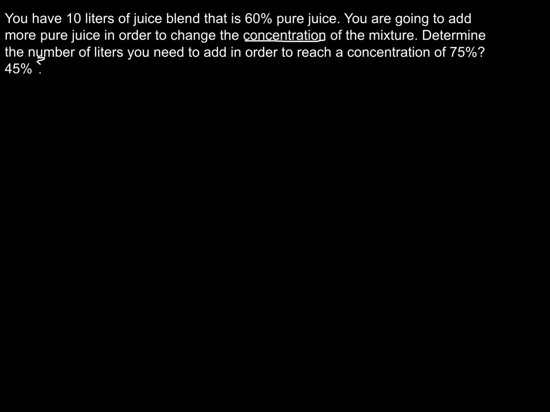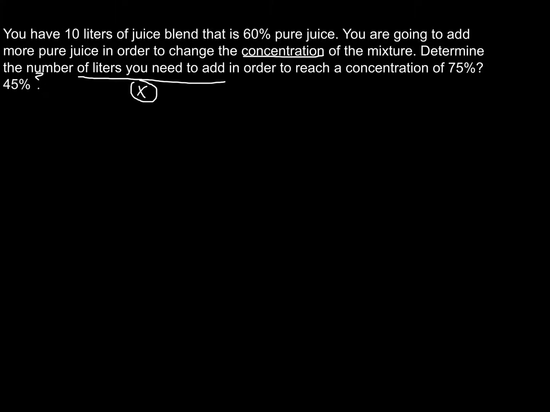Here the key thing is that we know we're looking to figure out how much pure juice we want to add, so we could call that x. And what we'd like to do is, of course, create an equation in order to solve for x. The things we know are that we have 10 liters of juice and 60% of it is pure juice. So in hearing that, I now know that I have 6 liters of pure juice in my liquid.